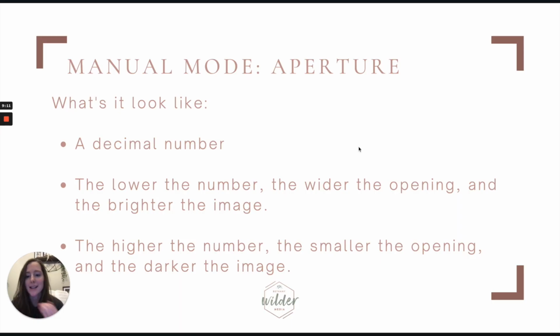This is how it looks. It's a decimal number. So the lower the decimal number, the wider the opening is gonna be, the brighter the image is gonna be. The higher the decimal number, the smaller the opening is gonna be, and the darker the image is gonna be. So that might be a little confusing. Feel free to pause, take it in.